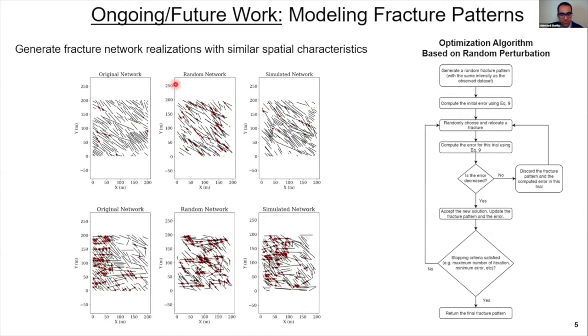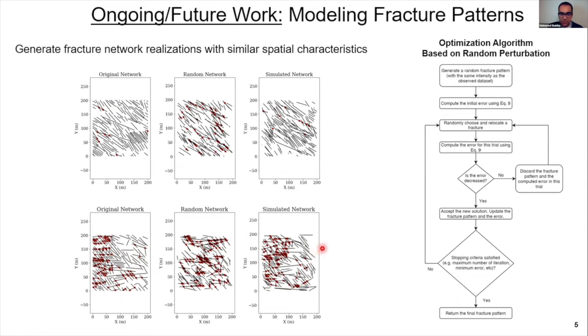Here is another example. In the original network, most of the intersection points shown with the red dots are clustered on the left-hand side. But if you randomly distribute fractures, you can see that the intersection points are distributed over the entire study domain. But if we use the optimization algorithm, we can generate a simulated network which has spatially similar characteristics to those of the original network.